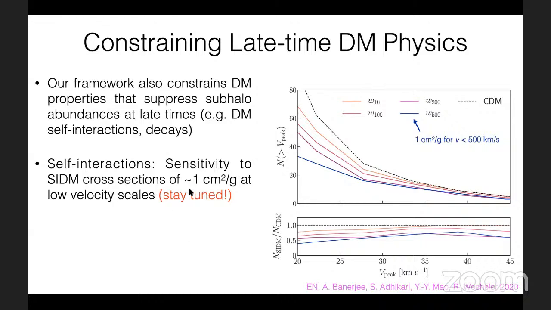So we're working out the constraints in detail, but just as a forecast, it looks like this analysis is sensitive to SIDM cross sections of the level of 1 centimeter squared per gram at these low velocity scales that we're probing with the Milky Way satellites. So this is really exciting, and hopefully these constraints will be out sometime soon.